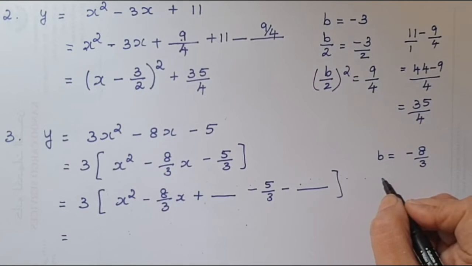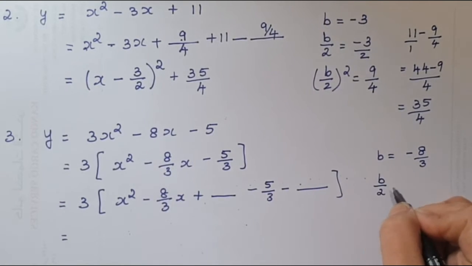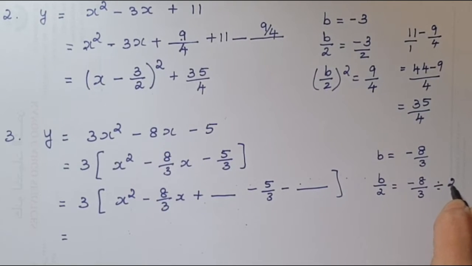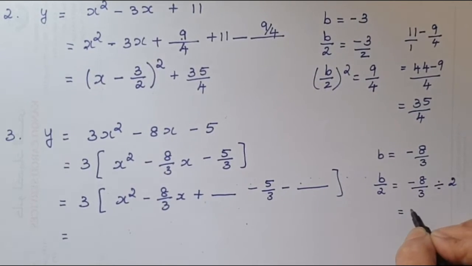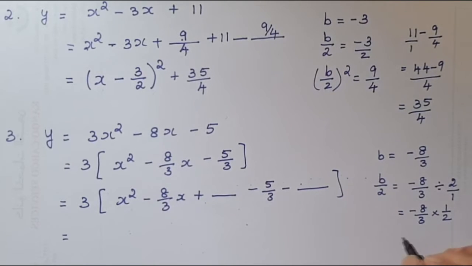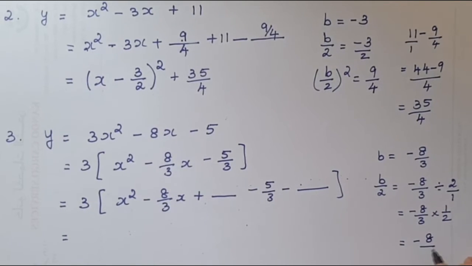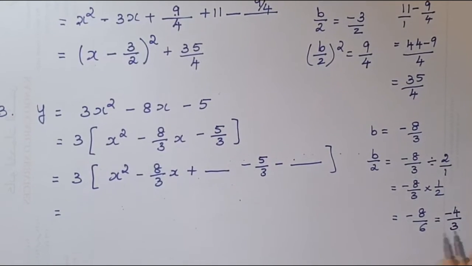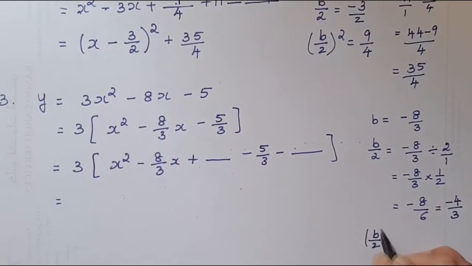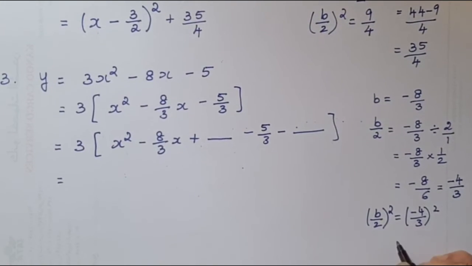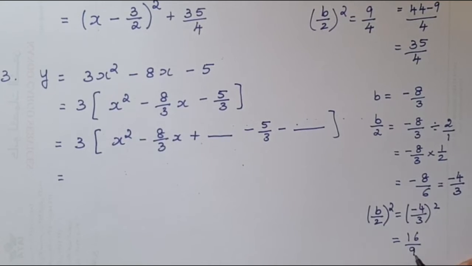Now here we do b over 2: minus 8 over 3 divided by 2. So we multiply it: minus 8 over 3 into 1 over 2. We write the reciprocal, to change division into multiplication. So it is minus 8 over 6. So it is minus 4 over 3. So b over 2 the whole squared is minus 4 over 3 the whole squared. So it is 16 over 9.